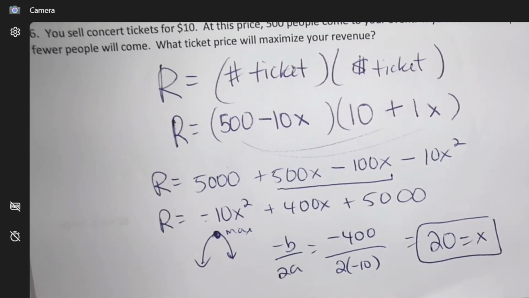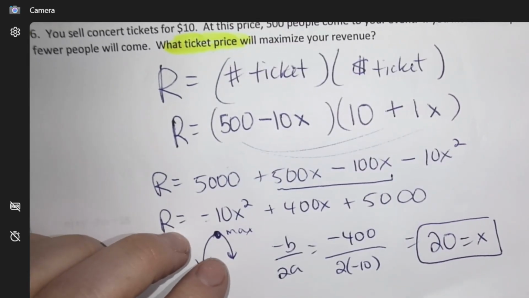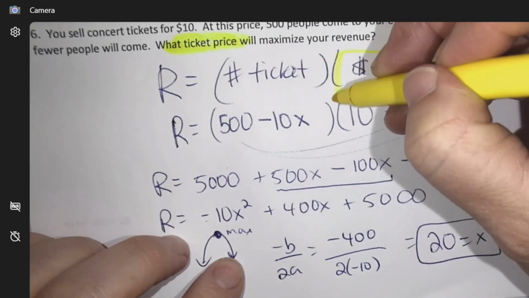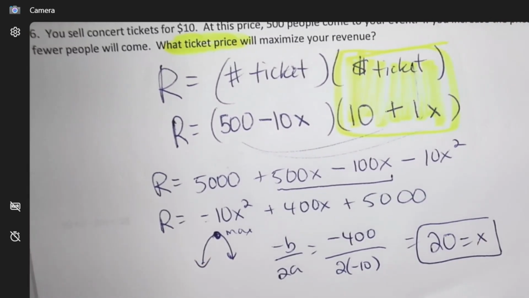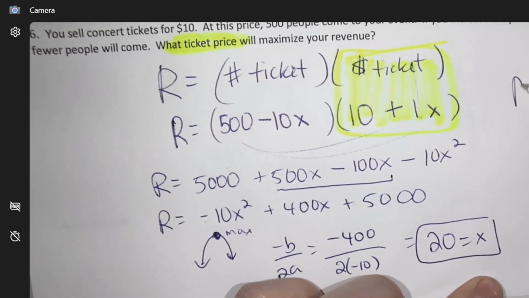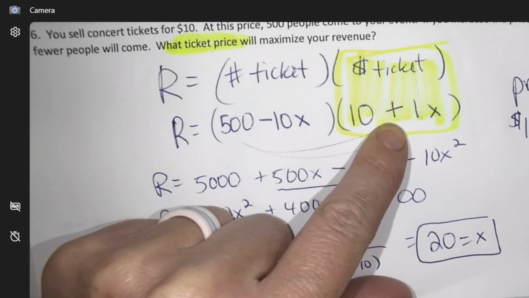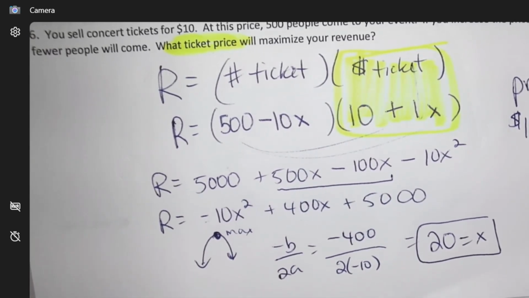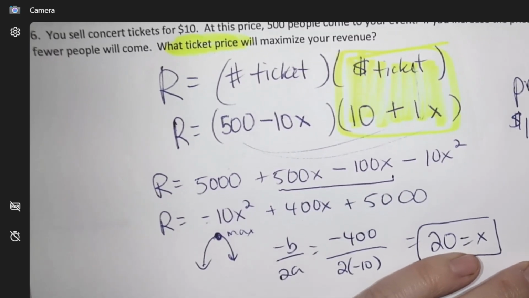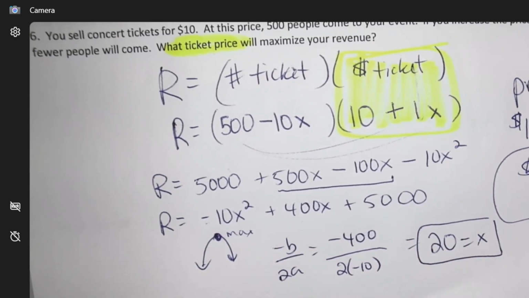We plug it in, and where are we going to plug it in? We want to know this question: what is the ticket price? So you're just going to plug it into the ticket price. The price was $10, and then we went up $1, and we did that 20 times. $1, $1, $1, $1. So now my final answer would be the tickets need to sell for $30.